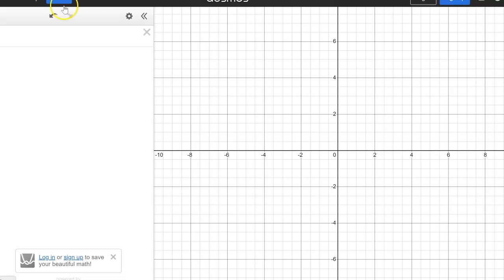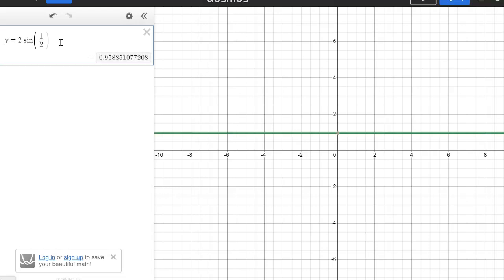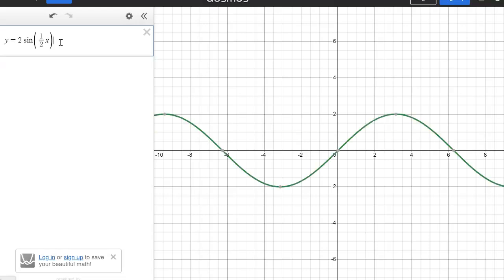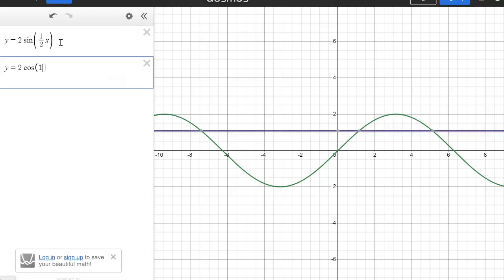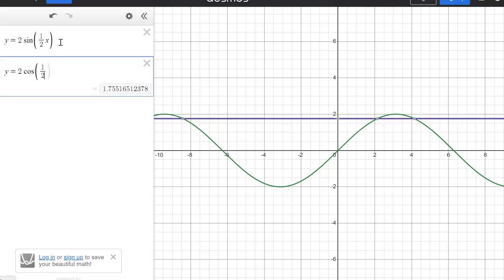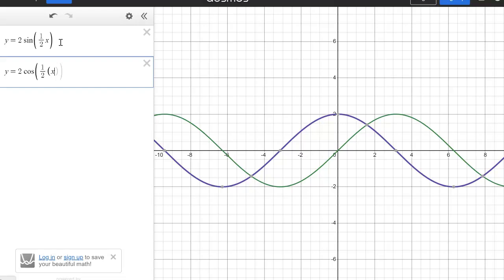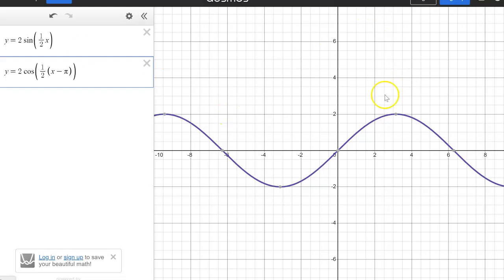In Desmos, we're first going to type in y equals 2 sine of 1/2 x, putting 1/2 x in parentheses. And the next one is y equals 2 cosine, sorry, and in parentheses 1/2 times x minus pi. So you can see they're the same graph. Let's see if they match up.